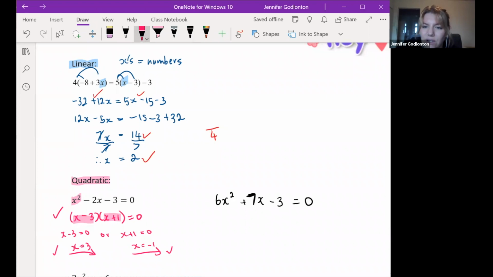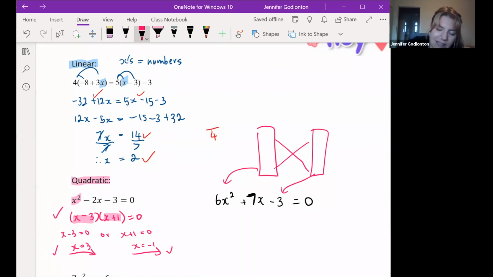So all we're going to do is we're going to do our crisscross method. When we multiply these two together, we need to get the 6x squared. And when we multiply those two together, we need to get the -3. And when we do our crisscross, we need to get the positive 7x.